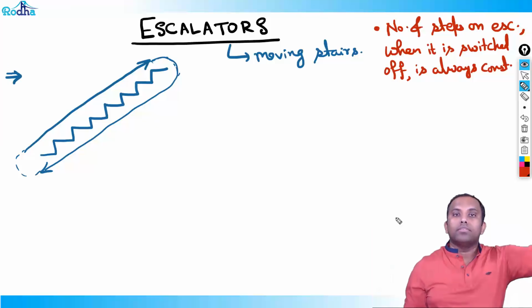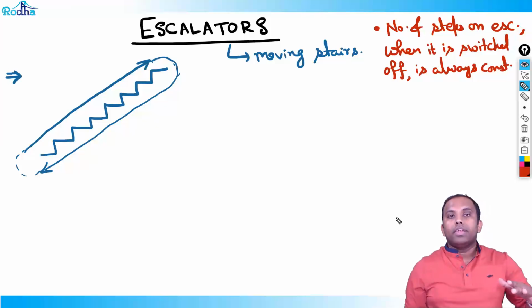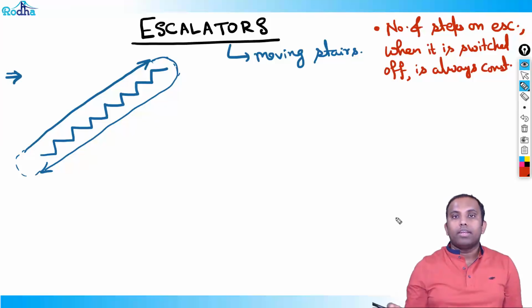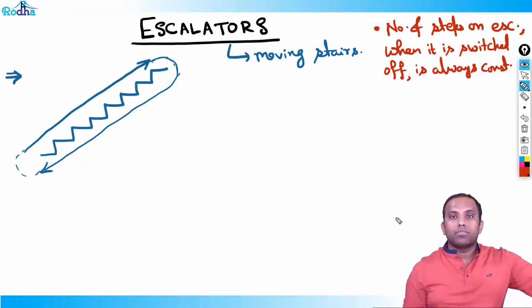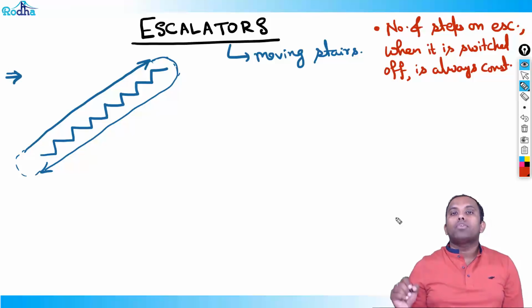Suddenly you switch off an escalator. Suppose in a shopping mall there is an escalator running from ground floor to first floor. When you switch off that escalator, you count the number of steps. Again you switch off this escalator after 5 minutes and again count the number of steps. That can't be different, right? That has to be the same, no? That's why the number of steps on an escalator when it is switched off is always constant.